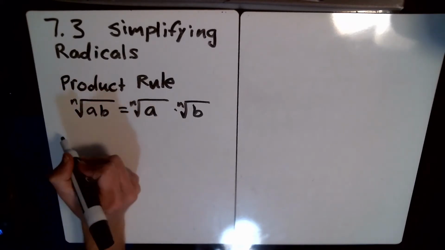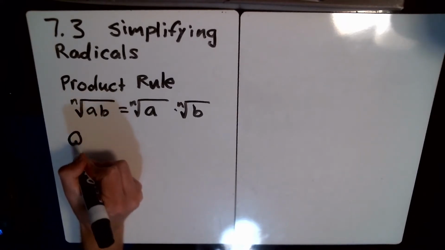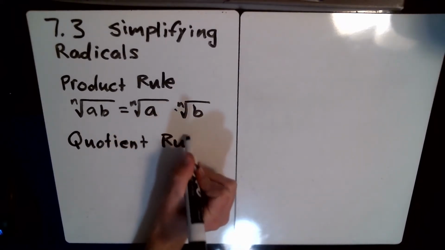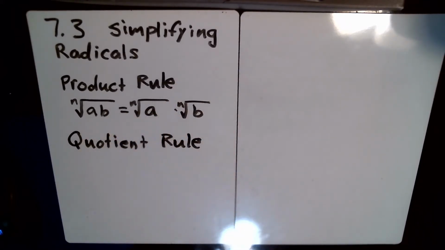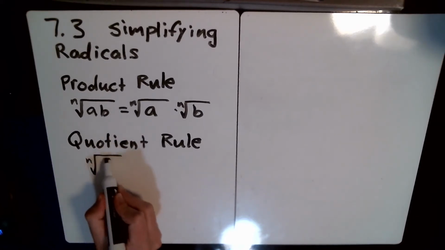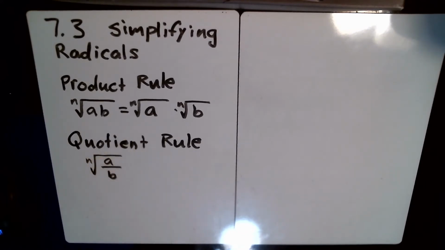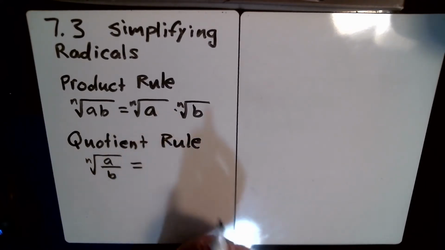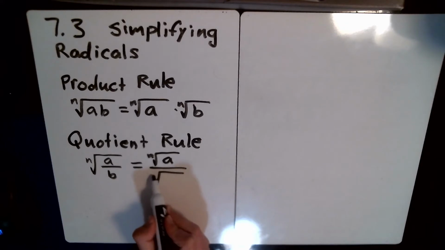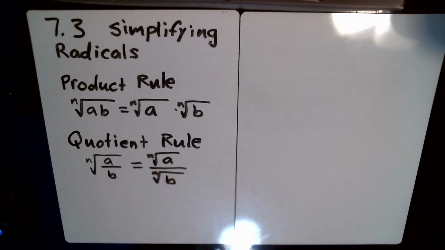And then the other rule that you may run into is the quotient rule, okay? And basically, quotient just means division, so that's basically the same, it's just with division instead. So when you are doing the nth root of a fraction, you can just do the nth root of the top divided by the nth root of the bottom. In other words, roots work really well with multiplication and division. Okay, they don't work so well for addition and subtraction.